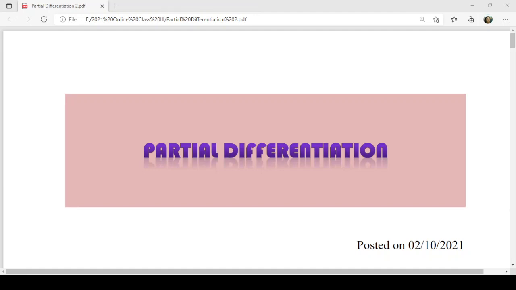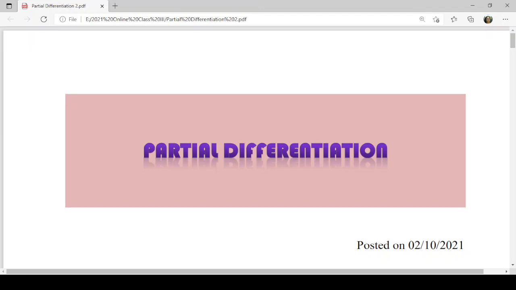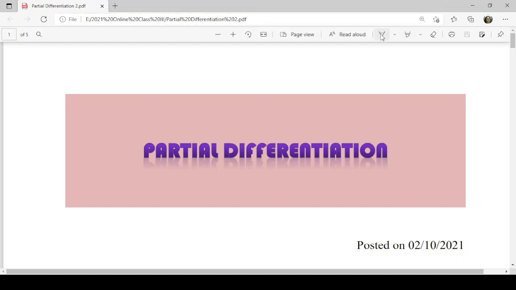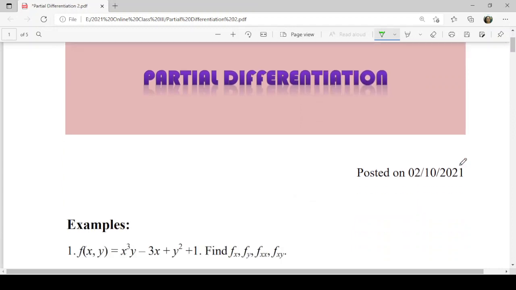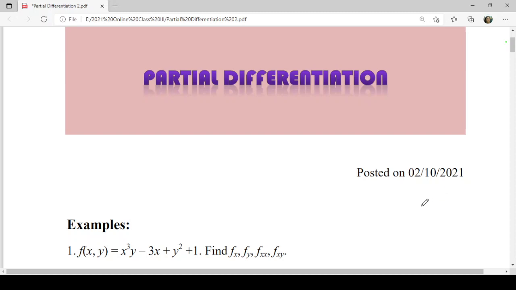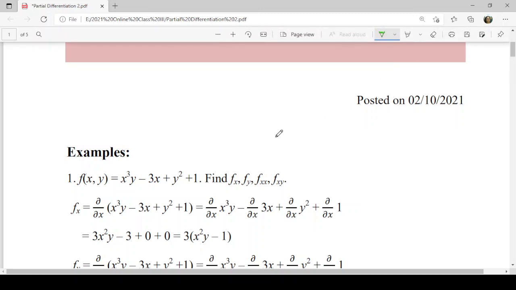In our previous class, we defined the derivative of a function of more than one variable. Then we discussed some definitions of the derivative for a single variable, just for revision, and we did some examples of partial derivatives. So today we will discuss some more examples on this. For partial derivatives, you need to know these things.